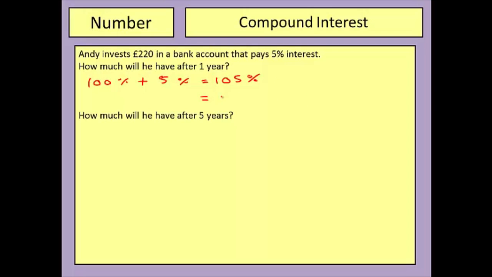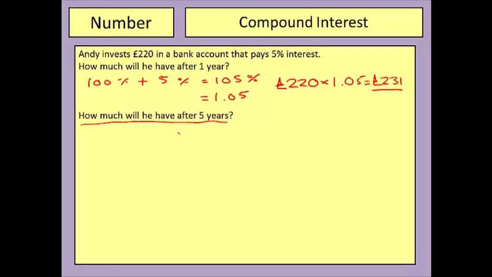What I need to do to that is turn it into a decimal, which is 1.05. Now what we're going to do next is take his original amount, which was 220, and multiply it by the decimal multiplier. So 220 times 1.05 will tell me that Andy has £231 in his bank account at the end of the first year. This is actually the compound interest part of this problem.